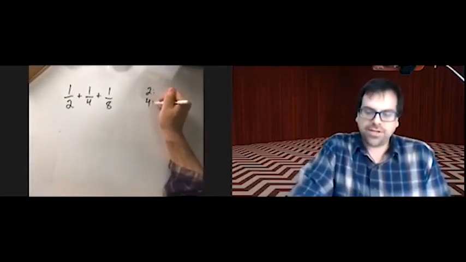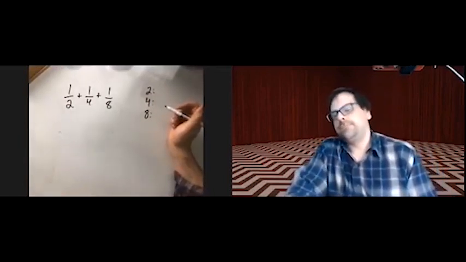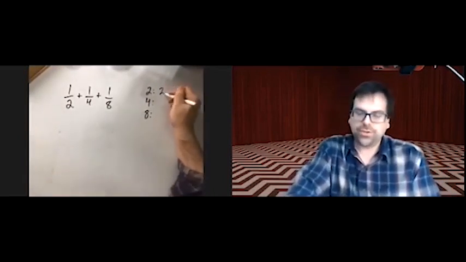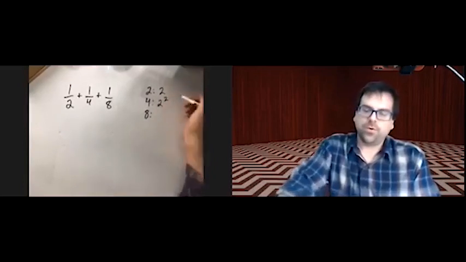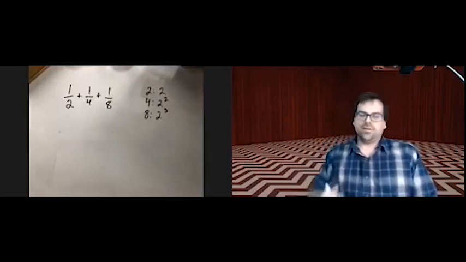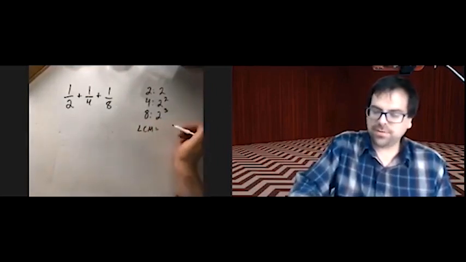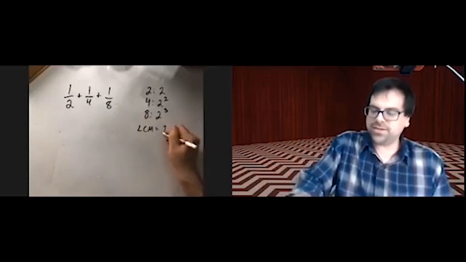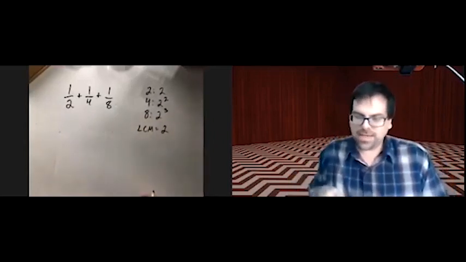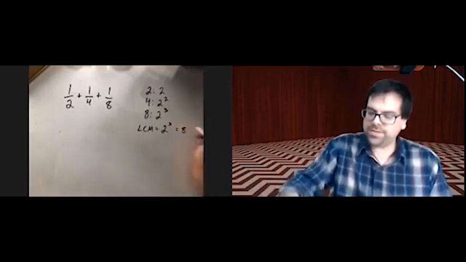Prime factorizations for 2, 4, and 8. 2 is just 2. 4 is 2 squared. 8 is 2 cubed. So the least common multiple, the only base we have is 2, and the highest power shown is cubed. 2 cubed is 8.